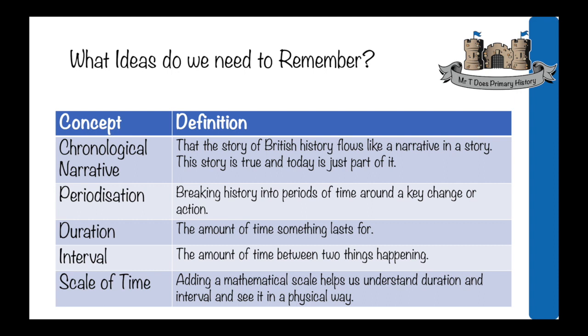Periodization. This is where we break history into periods of time that are around a key change or action. The duration is the amount of time something lasts for. In this case, it's periods of history, or it might be single lives. The interval is the amount of time between two things happening. You might see that when you go and watch something at a theatre, or the interval between two parts of a TV programme. And then the scale of time is where we add some kind of mathematical scale, and that helps us understand interval and duration because we can see it in a physical way. I'll make sure I attach a copy of this to the PDF so you can make reference to them.